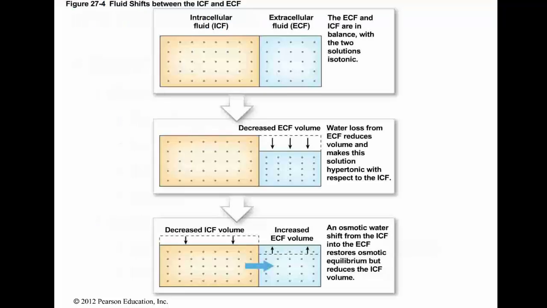So this diagram shows you what happens if the extracellular volume changes. In the top box you can see that the intracellular fluid and the extracellular fluid are in balance. The two solutions are isotonic. What happens then if you have a decrease in the extracellular fluid? That means that water is lost and the electrolyte solutions are increased. So there is a higher concentration. This would make it hypertonic in relation to the intracellular fluid.